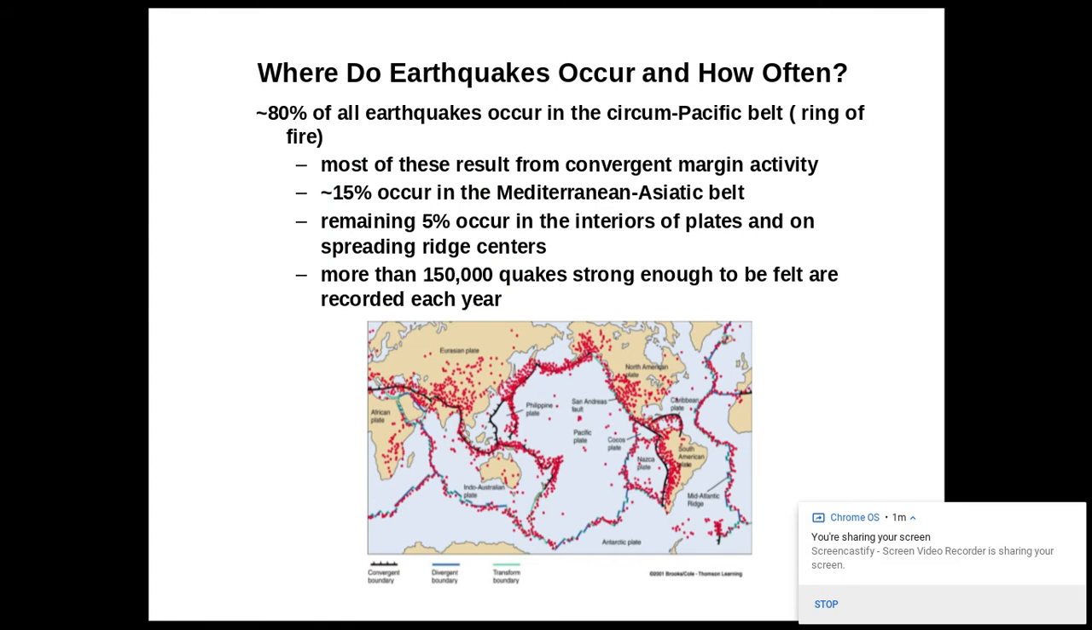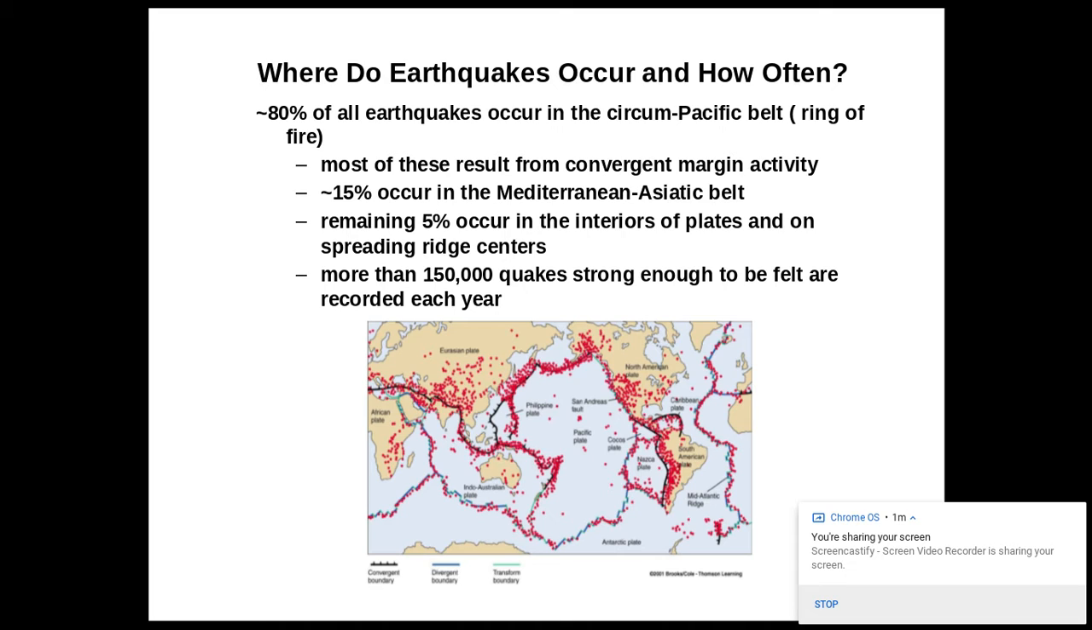All right, where do earthquakes occur and how often? You guys just did a lab on this. You were supposed to plot where the earthquakes and the volcanoes are, and 80% of all the earthquakes occur in the circum-Pacific belt. The Ring of Fire. Good song, Johnny Cash. So right here, look at it. Ring of Fire. Where earthquakes are, volcanoes are. 80% of them.